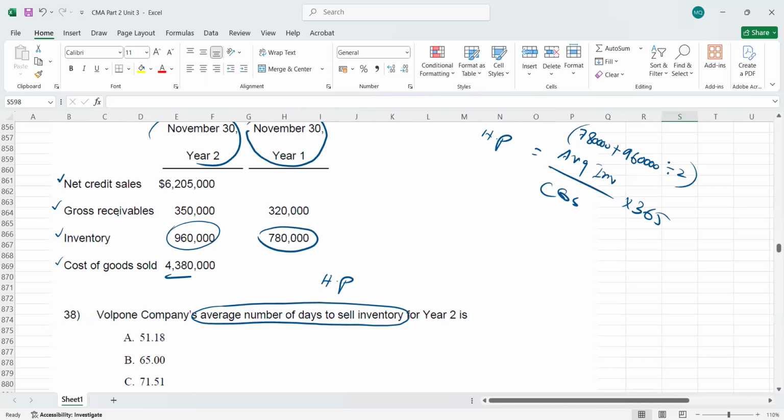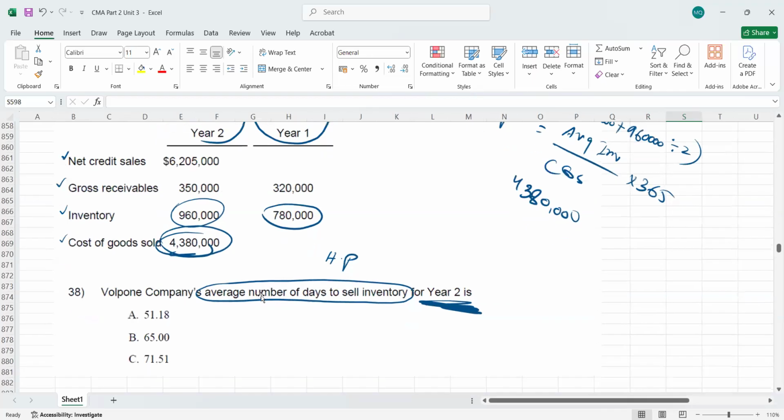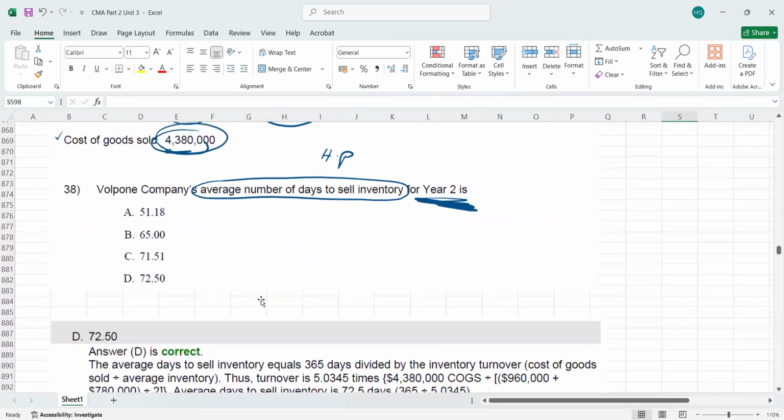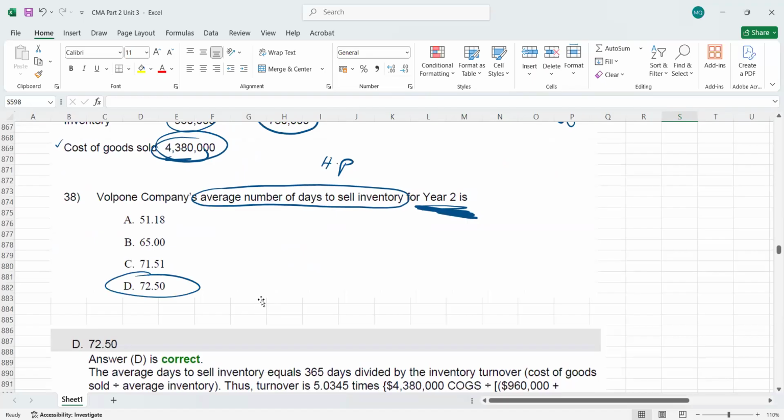The denominator is cost of goods sold. Because you are working for year two only, the year two cost of goods sold is available, which is 4,380,000, and multiply by 365. Once you multiply by 365, what answer will you get? You will get 72.50. That will be the correct answer. I hope it is clear.